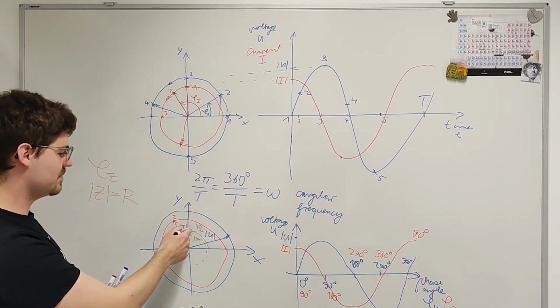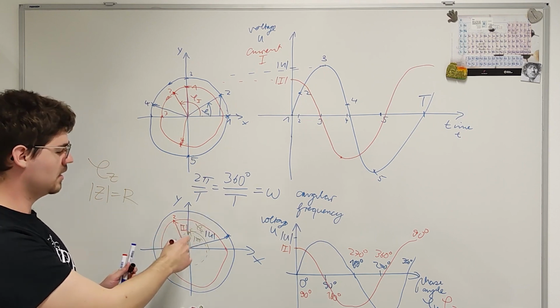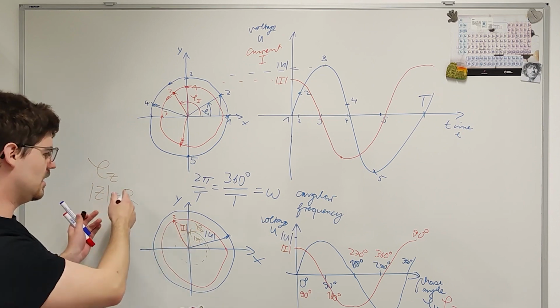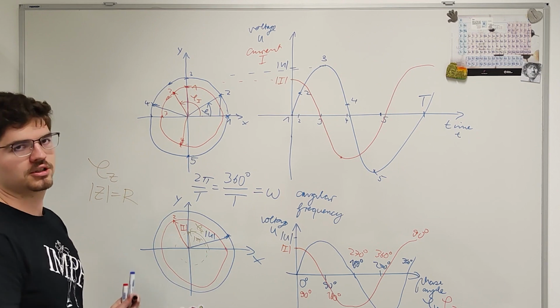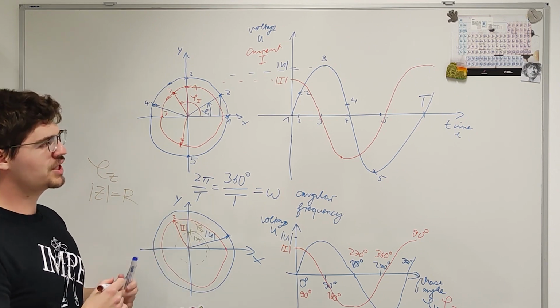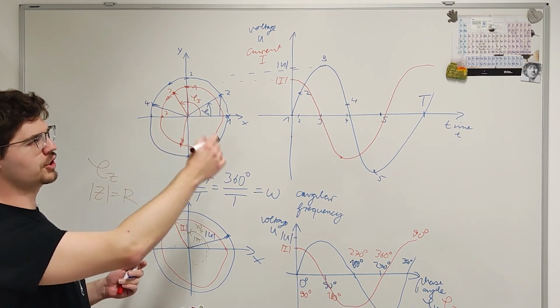And so with this phi z and the absolute of the impedance z, or r, we can now describe the relation between voltage and current. This is now our description that we can handle, which tells us how our system basically responds to this voltage that we apply.